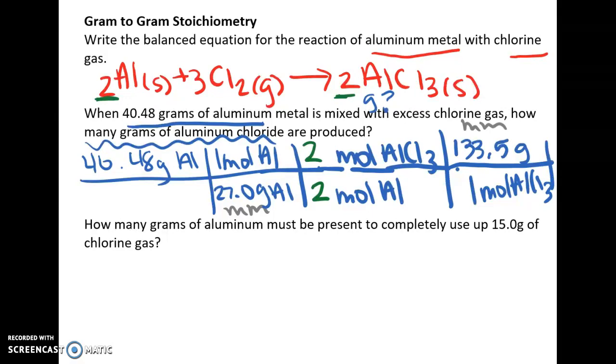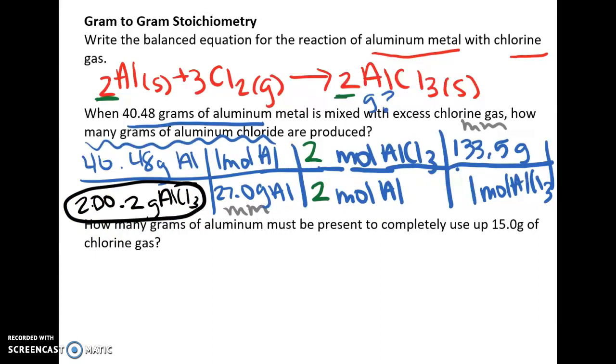On your calculator you should be getting 200.15, and I want to make sure to give my answer in the right number of sig figs. So I look at my given number, that 40.48, that has 4 sig figs, so my final answer should have only 4 sig figs, so 200.2 grams of aluminum chloride is our answer.